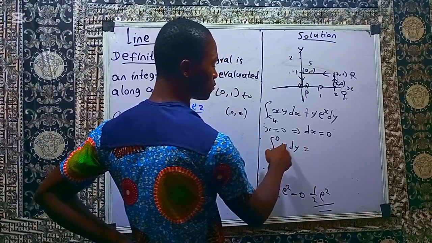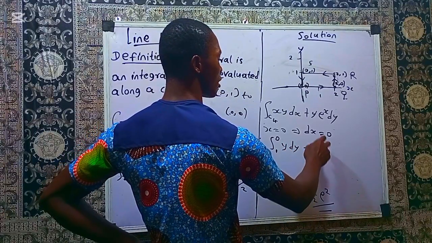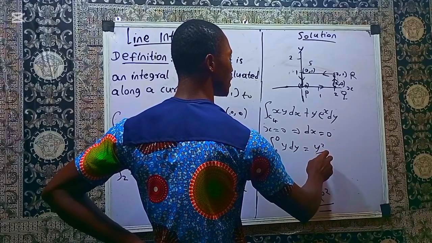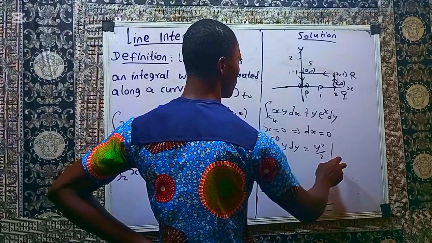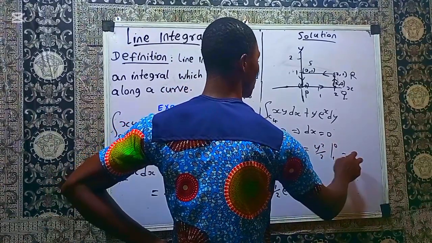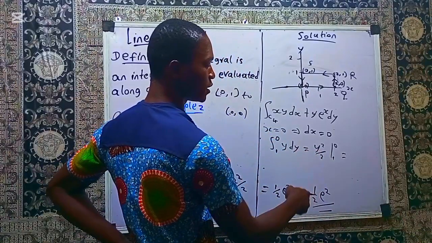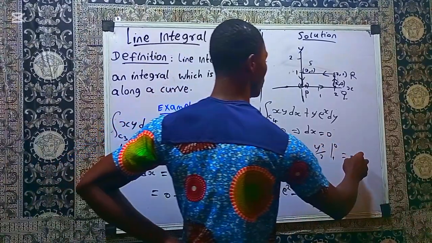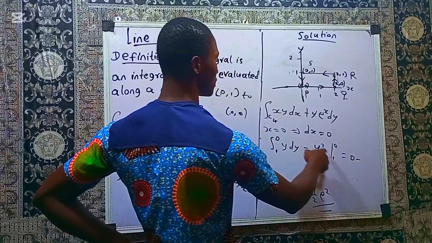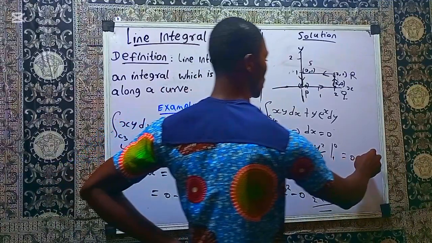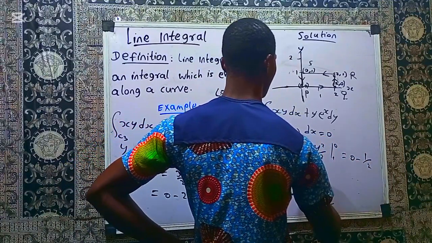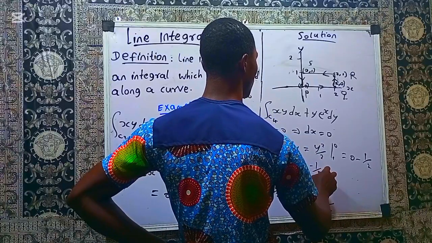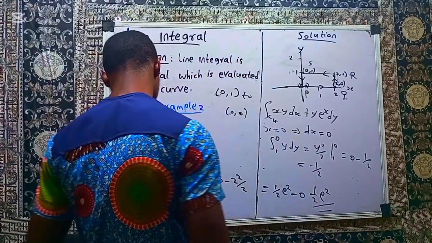If you integrate Y, you add 1 to the power of Y, it becomes y squared divided by 2, evaluated from 1 to 0. Put 0 for Y, the upper bound, you get 0. 0 minus, put 1 for Y: 1 squared is 1 divided by 2. So what do you have? Negative 1 over 2. That's negative half.